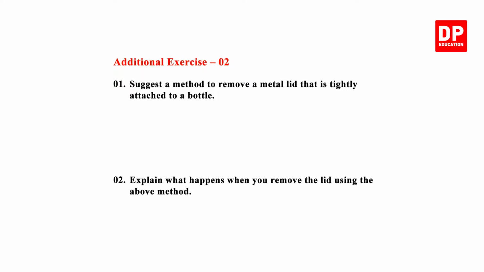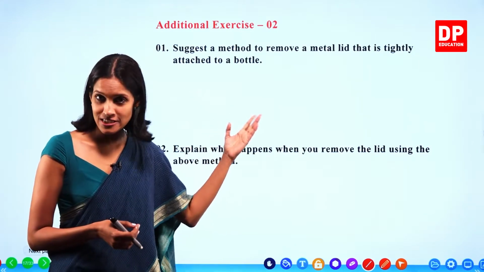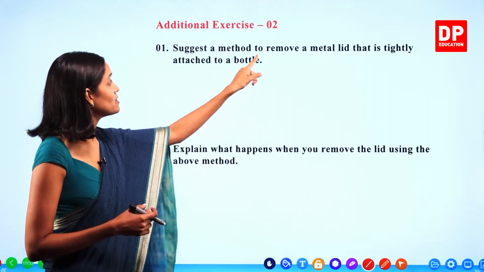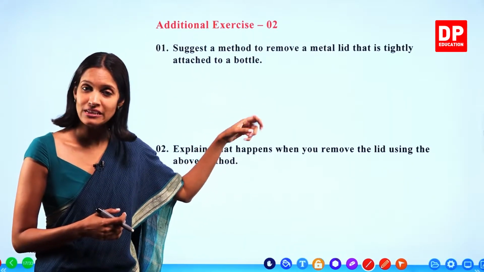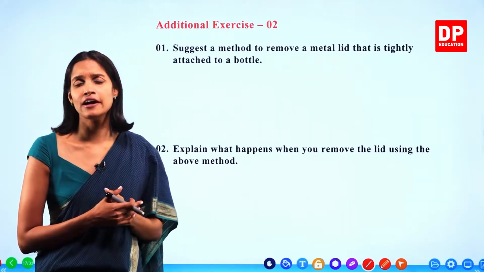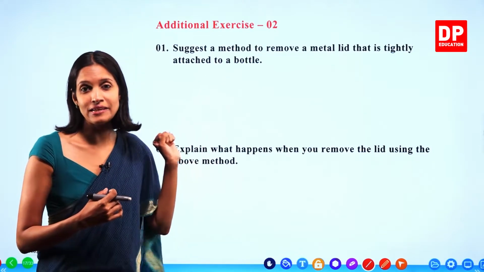Right. Exercise number 2. We have to write the answers, okay? Number 1. Suggest a method to remove a metal lid that is tightly attached to a bottle. Metal lid. What is the easiest method? We already discussed this in the lesson. How to remove this, children? We can hold the metal lid onto a flame directly. Or another method is there. We can simply pour some hot water onto the lid.